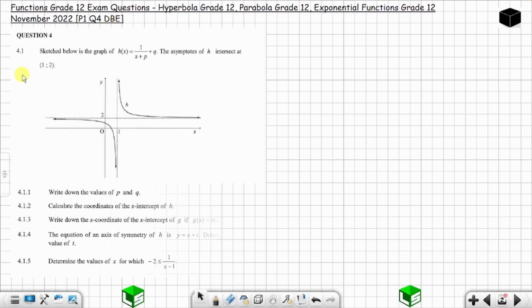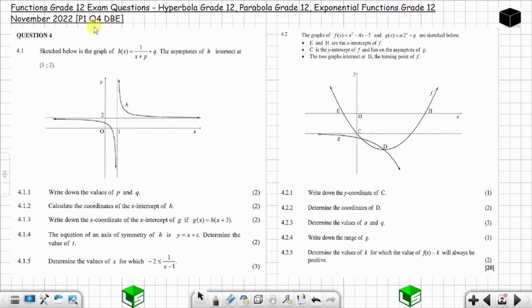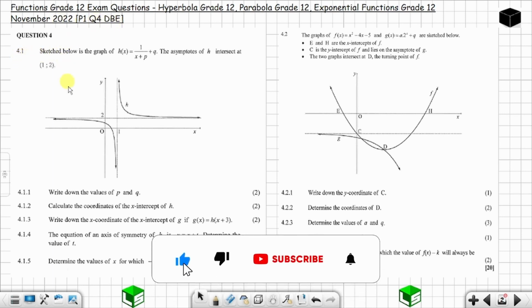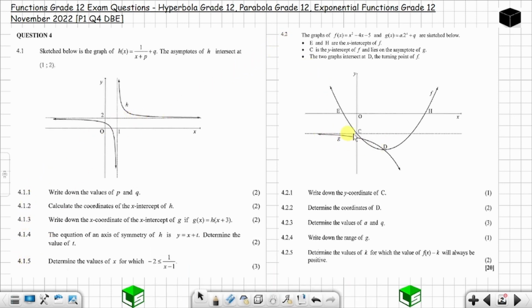So this is question 4 from November 2022 from DBE. Question 4.1 is on hyperbola and it has 5 sub-questions. Question 4.2 is on parabola and exponential function, and it also has 5 sub-questions. The total for question 4 is 20 marks. Let's get started on the next slide.